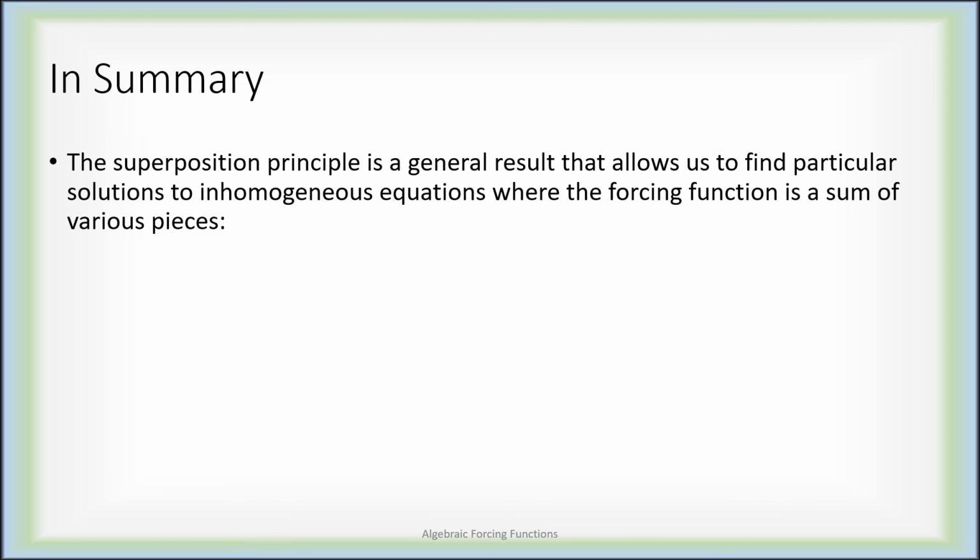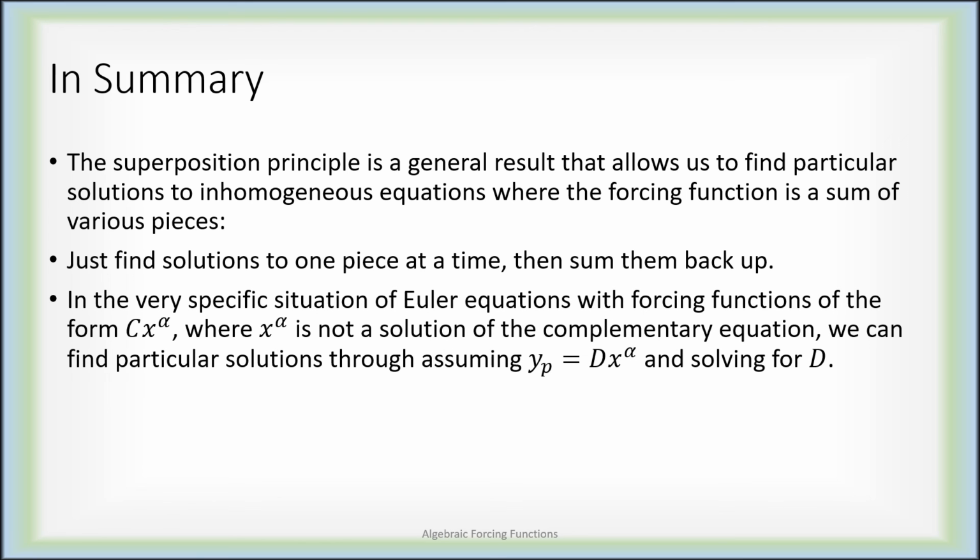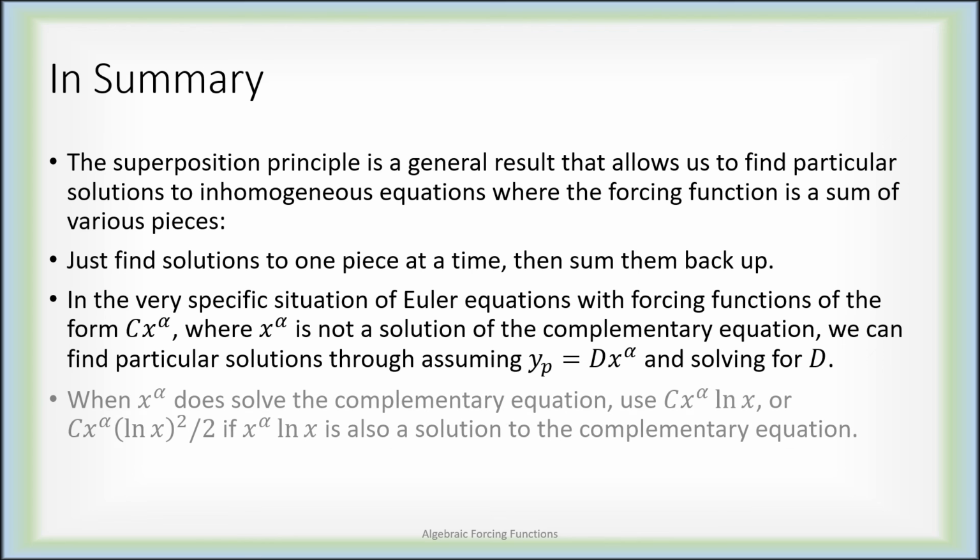Altogether, what have we done? The superposition principle, it's a very general thing. It says, if you want to find a particular solution to an inhomogeneous equation, and the forcing function is a sum of various parts, just find solutions to generate one part at a time, and then add those bits back together. And in the very specific situation where we had second-order Euler equations, and the forcing function was just a power of x, where that power of x does not solve the complementary homogeneous second-order Euler equation, then any particular solution can be found as some multiple of that specific power of x, and then you just solve for d.